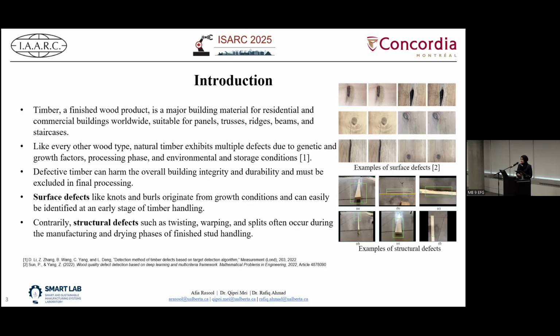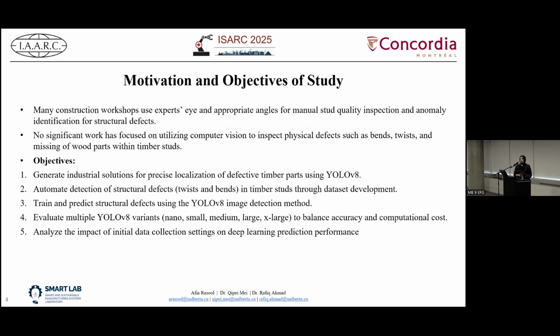of the stud timbers. So the motivation of this work comes from an industrial scenario in which laborers do the work manually, using different angles and their prior knowledge to identify the structural defects. This is time consuming and also very inaccurate. If we talk about the literature, there are quite a number of papers working on computer vision for surface defects, but for structural defects, there is little to no information provided.